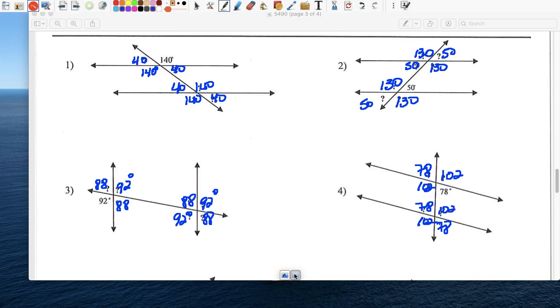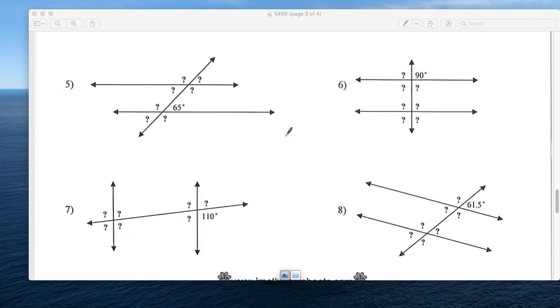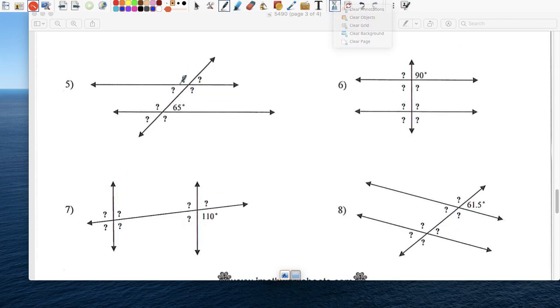All right, nothing there for us too. So I'm just going to do my own. This is 65, which means this guy's 65, and the supplement of 65 is 115, so this is 115, 115. So I'll just go ahead and do this.